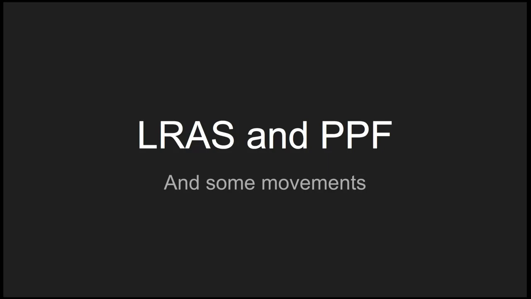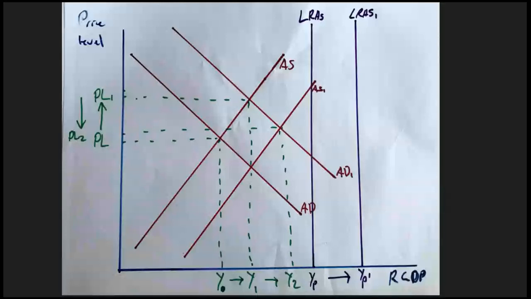Hey guys, so what we're just looking at now is the long run aggregate supply and the PPF curve, and just their basic movements and kind of how they link together. This is a real key part, linking these two models together for Excellence. So you would have drawn graphs something similar to this.